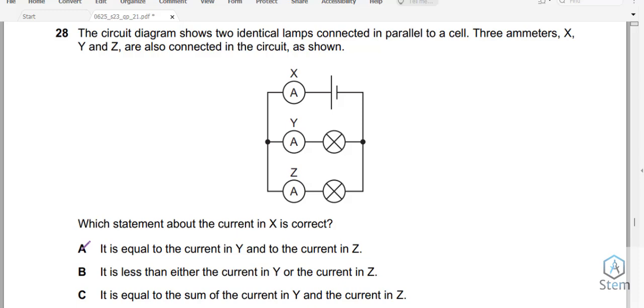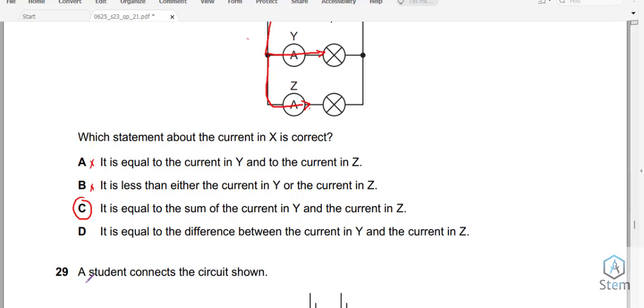B says it is less than either the current in Y or the current in Z. Considering the explanation from A, B is not correct as well. C says it is equal to the sum of the current in Y and the current in Z. Then that is true. We get to the junction, current is split, one goes to Y, the other goes to Z. So C is our correct answer right there.